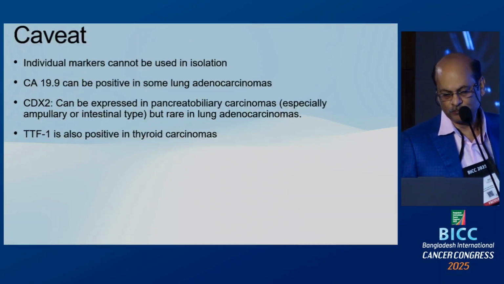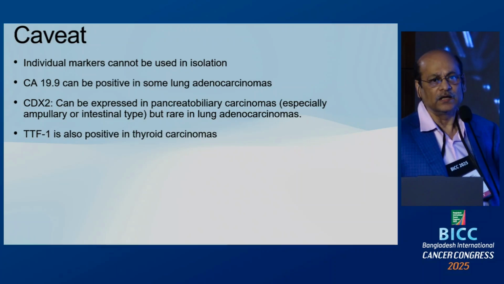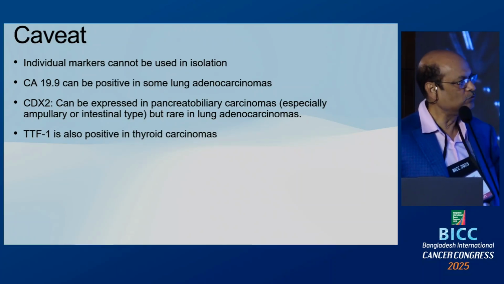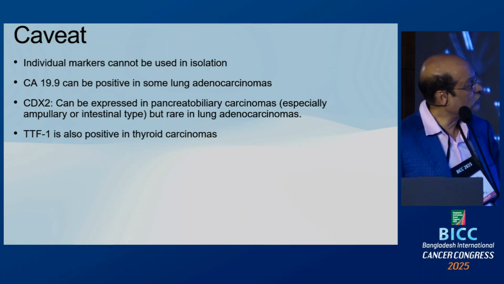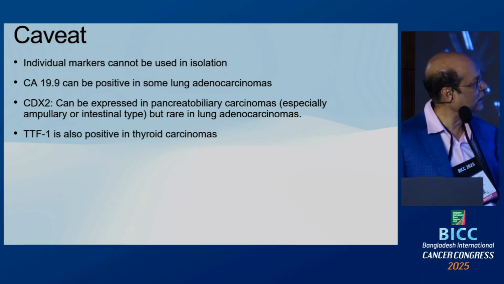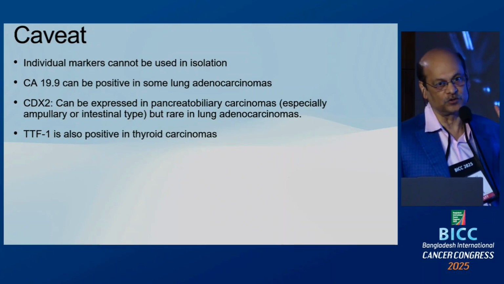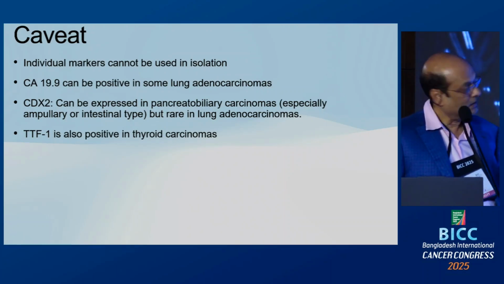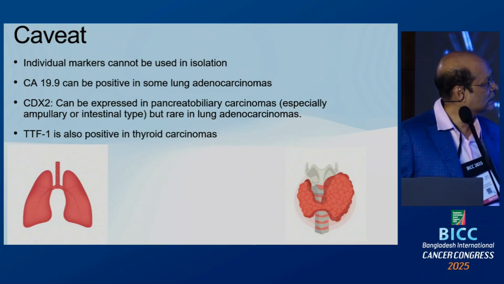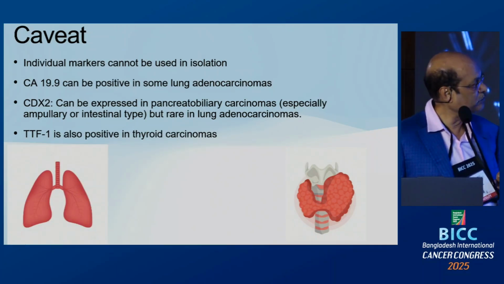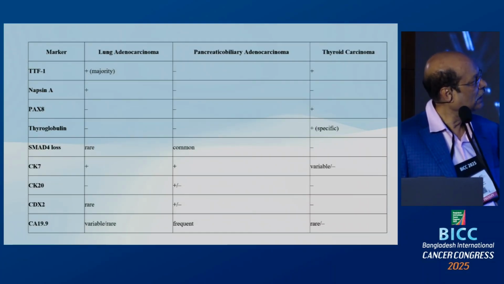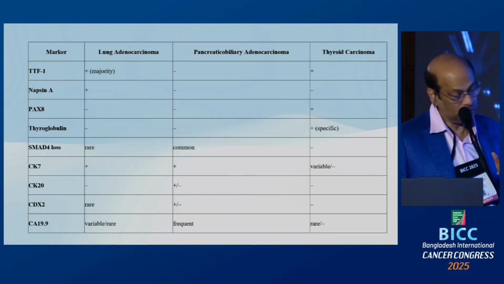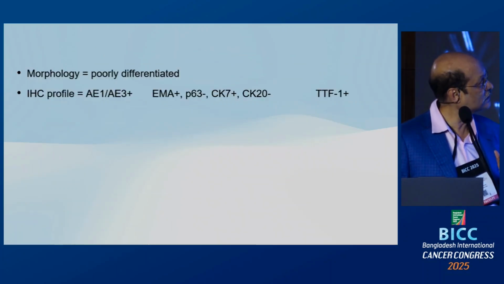TTF1 is positive, and although CA 19.9 was positive, we are not considering pancreatobiliary because CA 19.9 can be positive in some lung adenocarcinoma. Another point is TTF1 can be positive in thyroid carcinoma also. So this is the difference among lung adenocarcinoma, pancreatobiliary adenocarcinoma, and thyroid carcinoma.